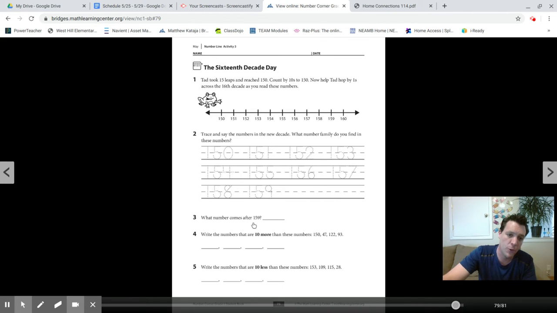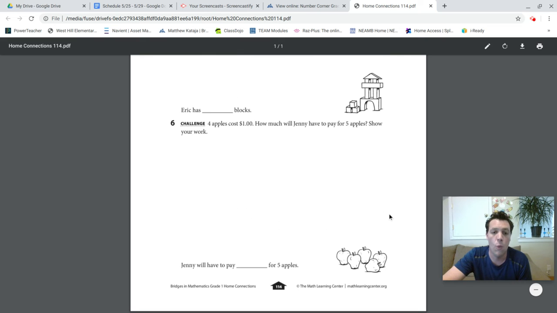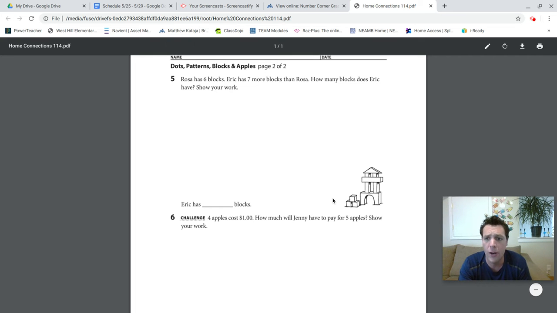Tell me what comes after 159. I just told you it's 160. Do your thing on this page. Then you have home connections pages 114 and 113. 113, we're skip counting, and I'm not going to go over that. I think you'll be all right. But I do want to talk about these two word problems. So I'm especially interested to see how you do on these.